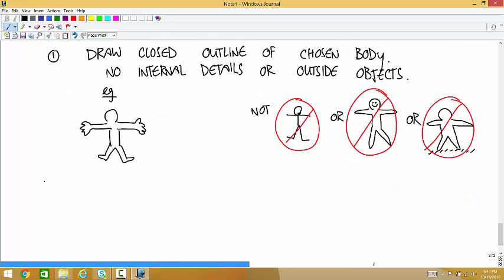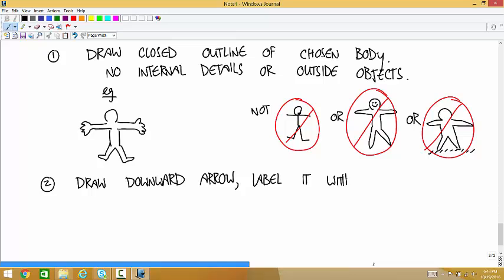And then the second step is draw a downward arrow and label it with the object's weight.